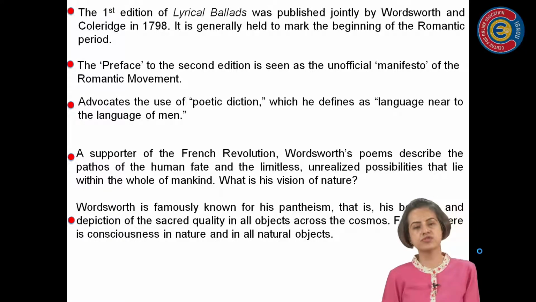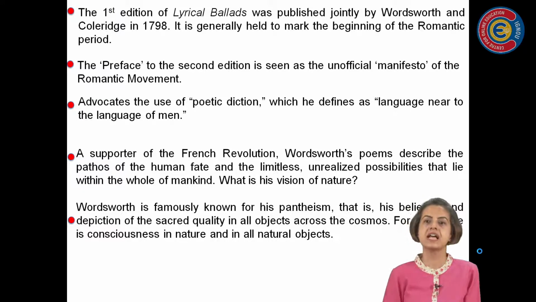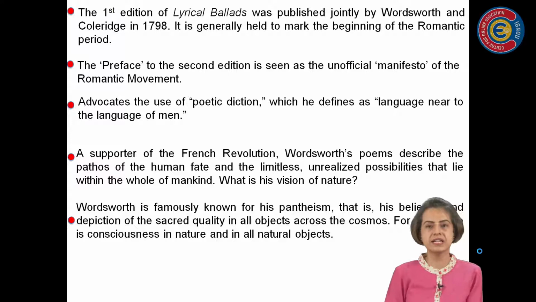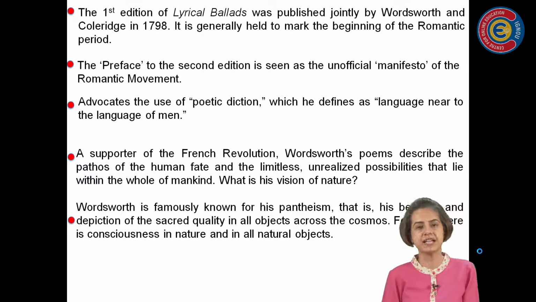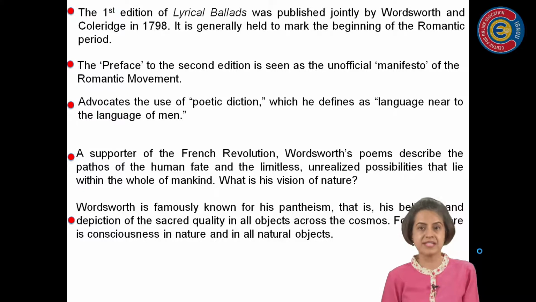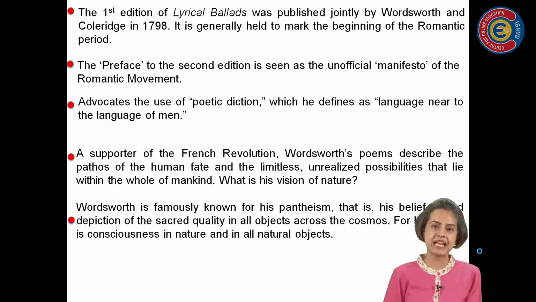Wordsworth advocates the use of poetic diction, which he defines as language near to the language of men. A supporter of the French Revolution, Wordsworth's poems describe the pathos of the human fate and the limitless unrealized possibilities that lie within the whole of mankind. What is his vision of nature? Wordsworth is famously known for his pantheism, that is, his belief in and depiction of the sacred quality in all objects across the cosmos. For him, there is consciousness in nature and in all natural objects.